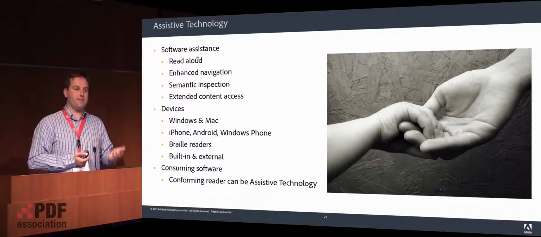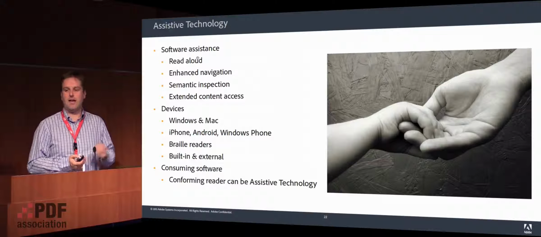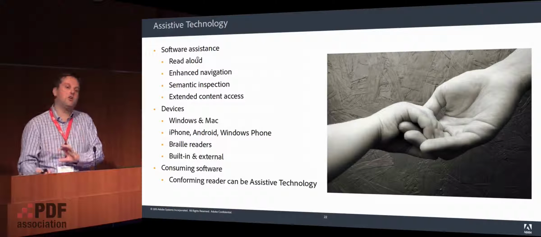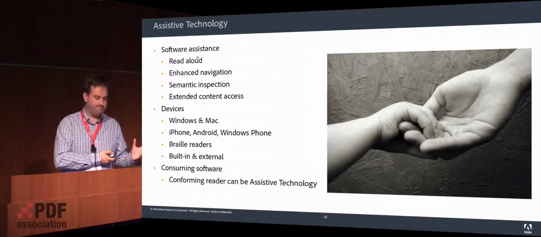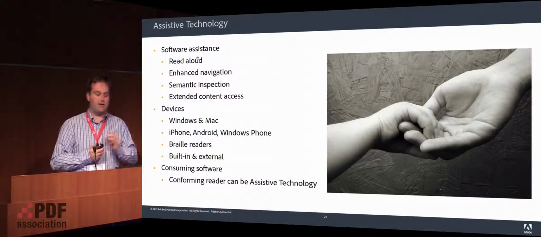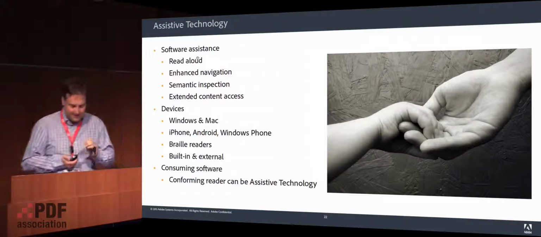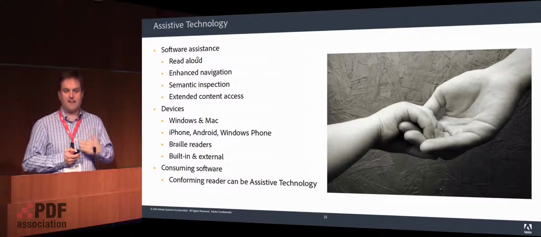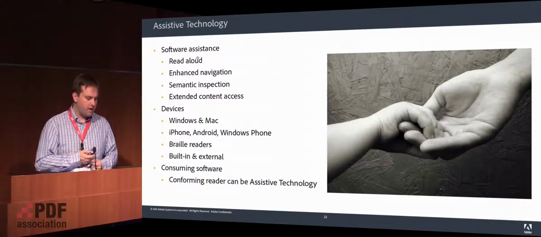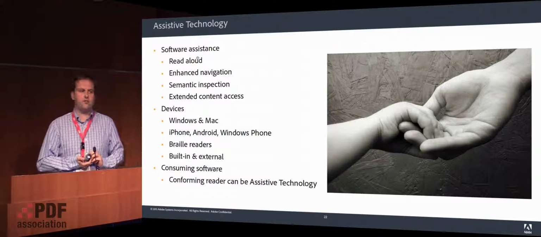They allow you to do semantic inspection. What is this type of content? Am I looking at a heading, a paragraph, a table? Because once I know what I'm interacting with, I can use all those other good features I've already talked about. And they can extend access to content such that I can actually get and inspect content and find out more about its context and information.